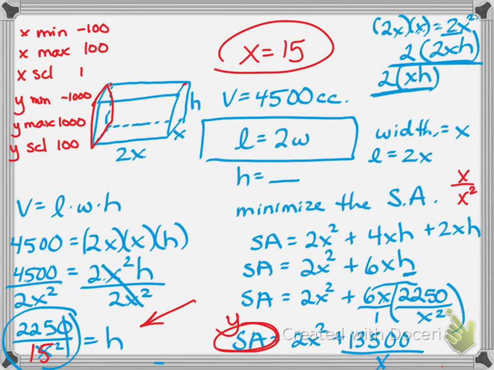So it's 2250 divided by 15 squared, and looks like it's 10. So 10 is the height that will minimize our surface area.